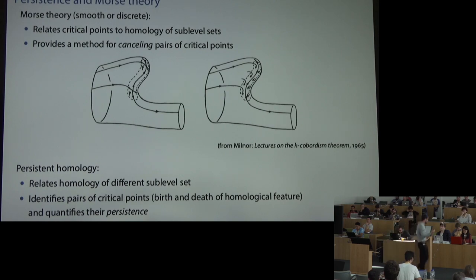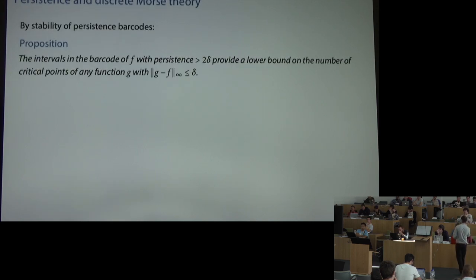Persistent homology relates the homology of different sublevel sets, not just locally, but globally. We can look at sublevel sets that are arbitrarily far apart. It also identifies pairs of critical points, and it quantifies their persistence as the difference in function value. So there's a certain analogy here, but they're not talking really about the same thing. Morse theory makes stronger statements and takes stronger assumptions. So there's a certain mismatch, but the mismatch only shows up in higher dimensions. What I've shown before was in dimension 2 on a surface, and there's something interesting you can actually do. This is why I could show you this picture. In dimension 2, you have the following.